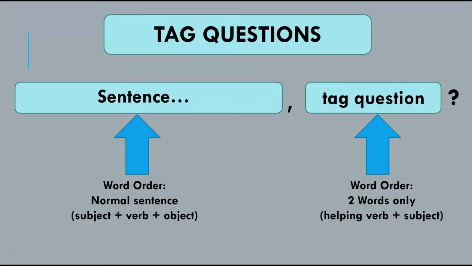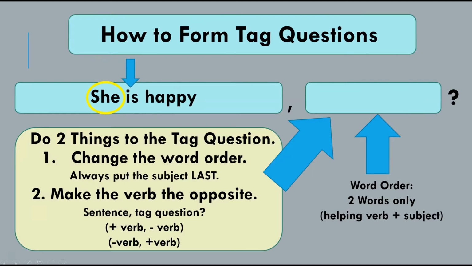Sentences with tag questions always begin with a normal sentence with a subject, a verb, and maybe an object. And then at the end, there's the tag question. The tag question is only 2 words. It has a helping verb and the subject. How do we form tag questions?